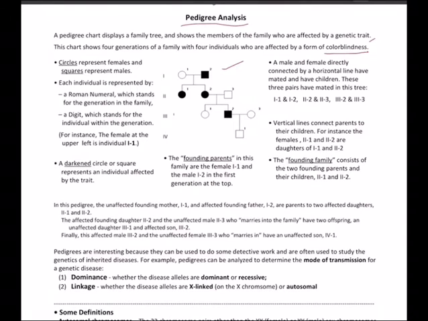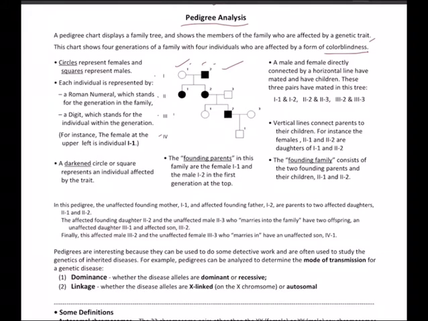First, circles represent females and squares represent males, and each individual is represented by Roman numerals. Here you see Roman 1, 2, 3, 4. This stands for the generation in the family: first generation, second generation, third generation, fourth generation. A digit stands for the individual within the generation. Here the digits are 1, 2, which means in the first generation, the first one is female and the second one is male.